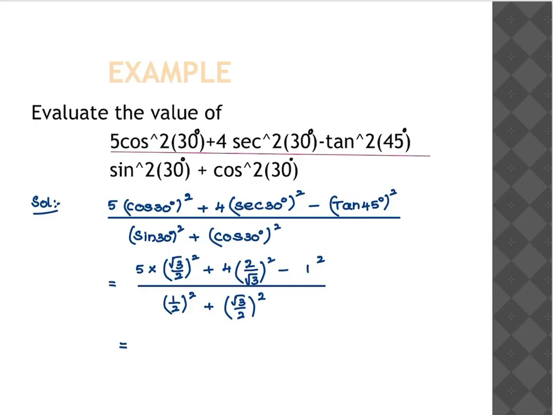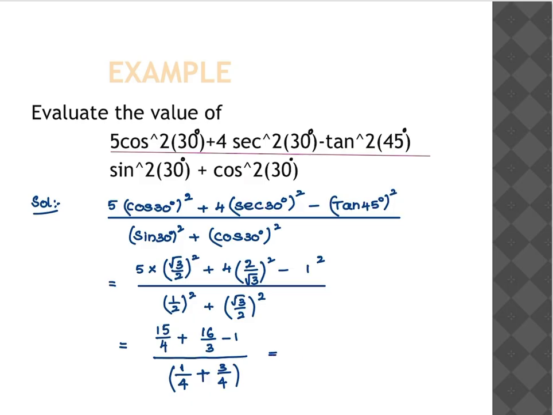So that gives 5 into 3 by 4, that is 15 by 4, plus 16 by 3, minus 1, whole divided by 1 by 4 plus 3 by 4. The value of 1 by 4 plus 3 by 4 is 1 only. So we need to simplify only the numerator value.